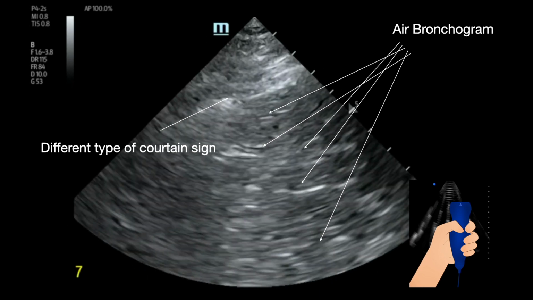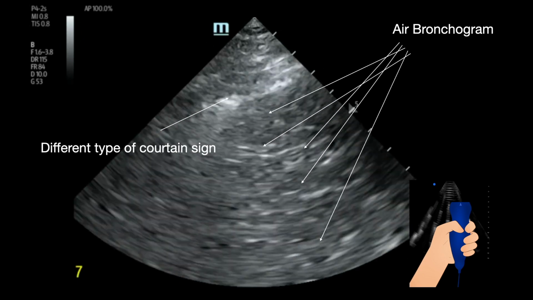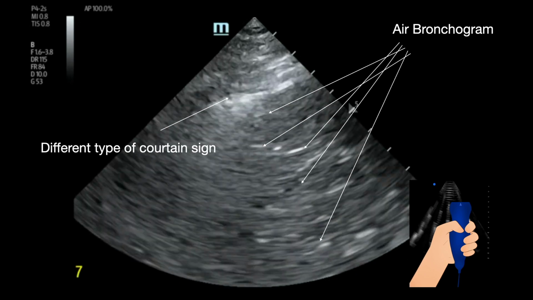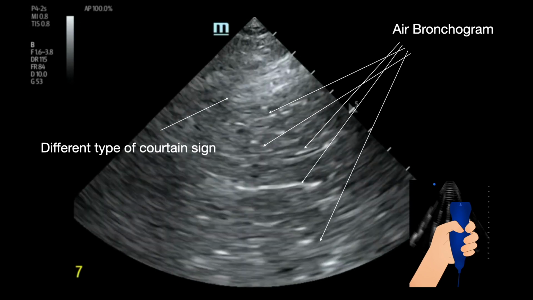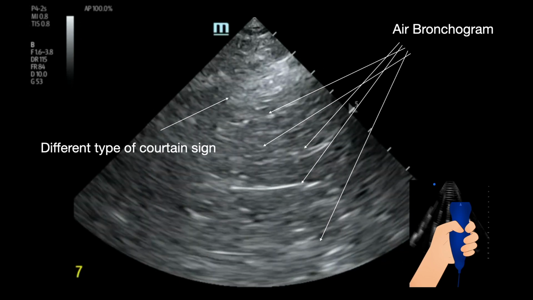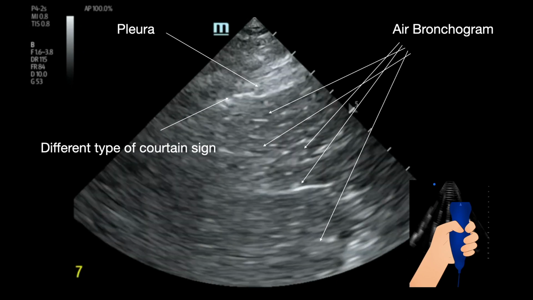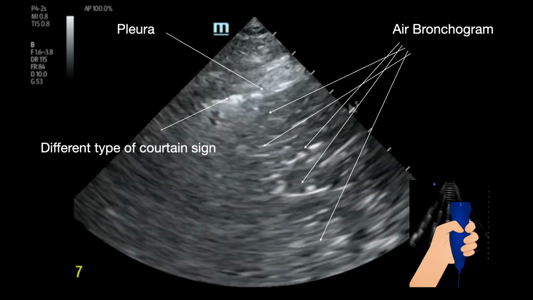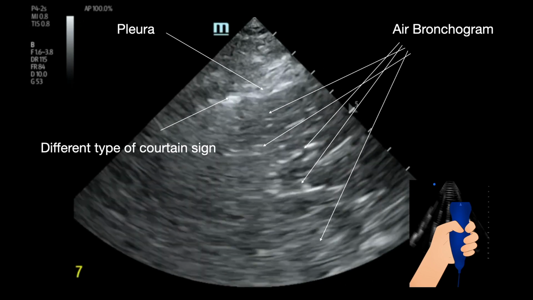So hepatization or air bronchogram or C pattern, and then we have a different type of curtain sign because we have a part of the lung creeping in and out that is not as sick as the other part. We can also see the pleura here, right there, and you can see that the patient is tachypneic because of this large pneumonia.